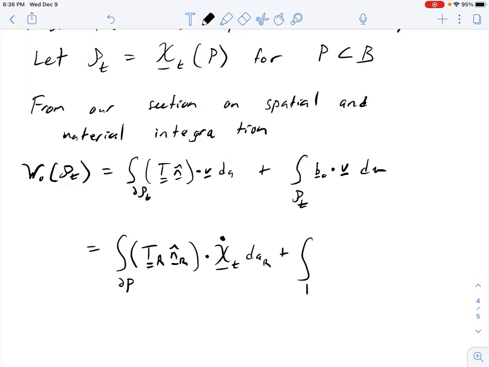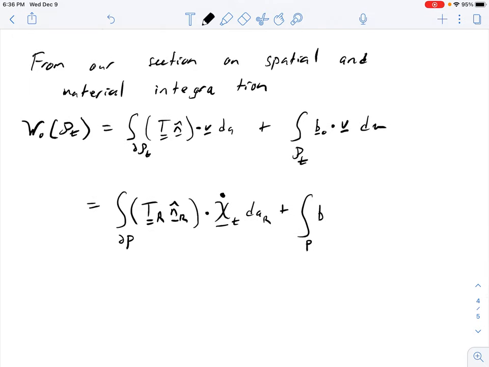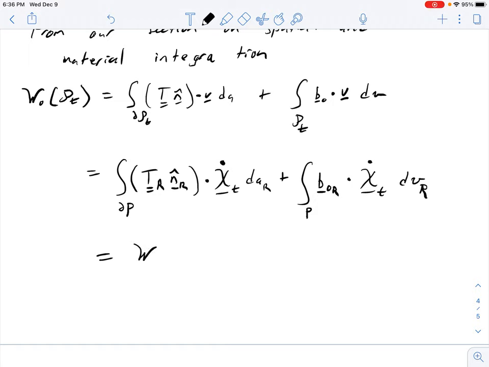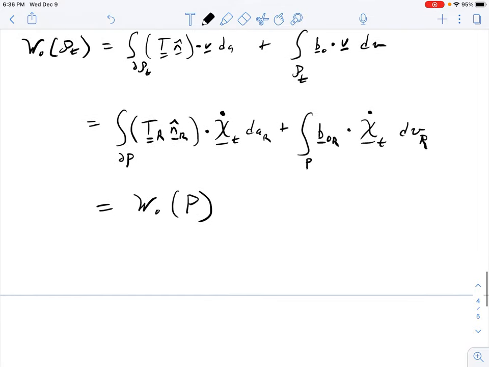plus the integral over the volume. And I need to fix my notes here. All right, the integral over the volume of the referential conventional body force, which is, of course, scaled by the Jacobian, dot the velocity dVr. All right, and we'll call that the conventional external power on that region in the reference configuration.